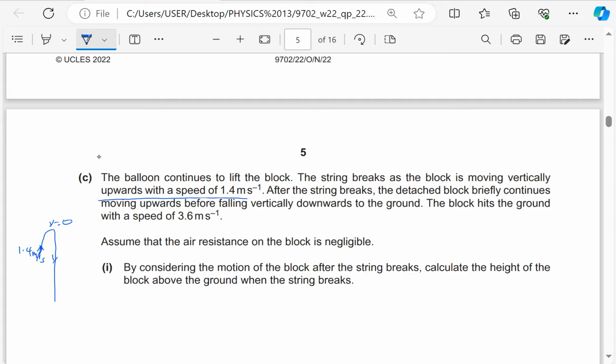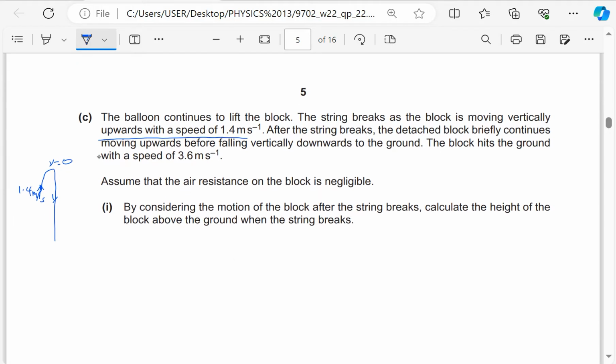So if it falls downwards, the block hits the ground with a speed of 3.6 meters per second. Assume that air resistance on the block is negligible, which means a is equal to 9.81 and it is constant. So the equations of motion can apply. By considering the motion of the block after the string breaks, calculate the height of the block above the ground when the string breaks.